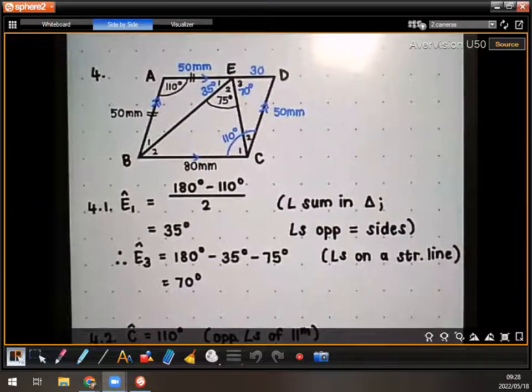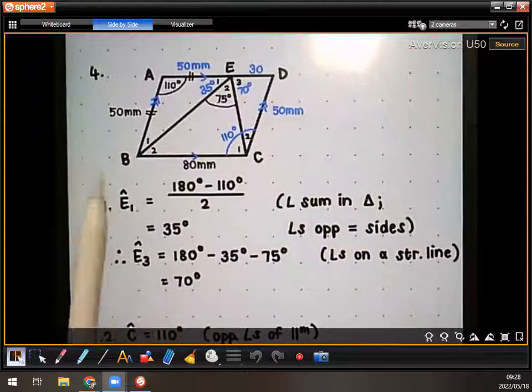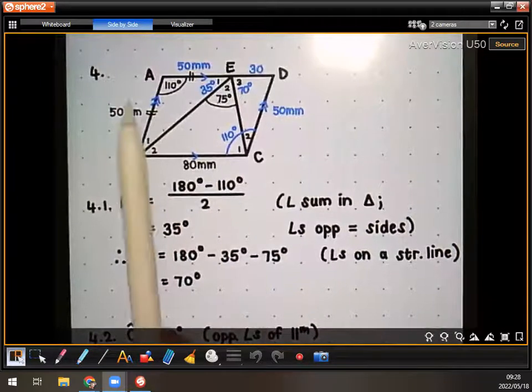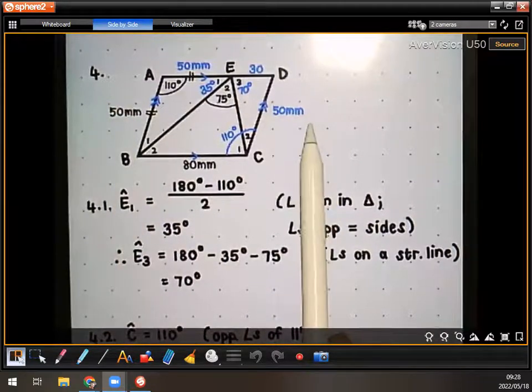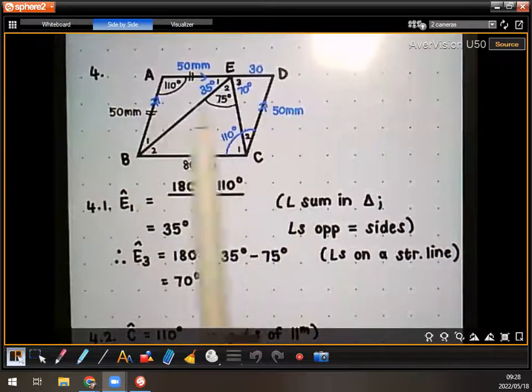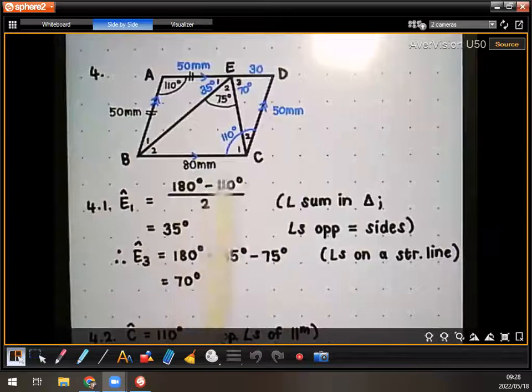Okay, number 4. Again, I just copied down the diagram and everything in blue is what I filled in, because they did tell us that number 4 again is a parallelogram. So they told us that that side is 50, which means that one is also going to be 50. Do we agree with that? Because opposite sides of a parallelogram are equal. That side is 80 millimeters.